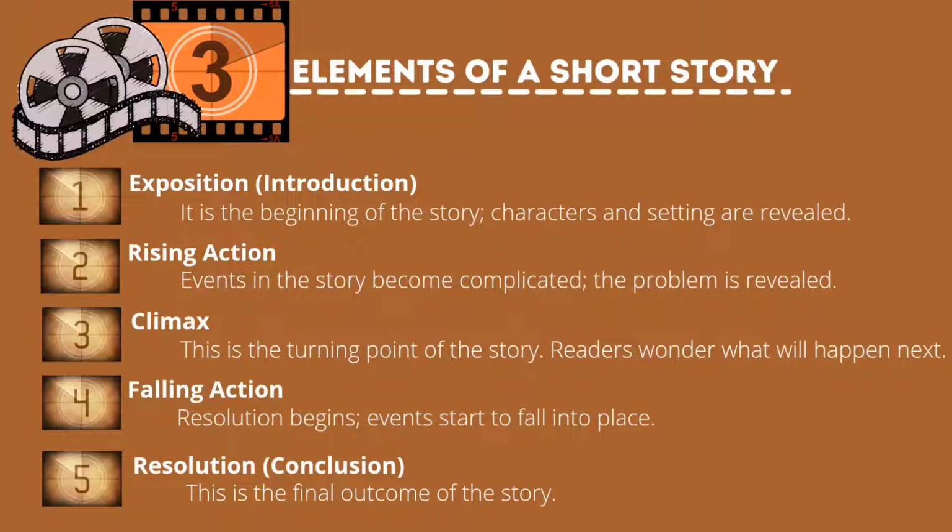Number three, climax. This is the turning point of the story. Readers wonder what will happen next. Number four, falling action. Resolution begins. Events start to fall into place. And lastly, resolution, or what we call the conclusion. This is the outcome of the story. And those are the five elements of a short story that will help you in making your own storyline.